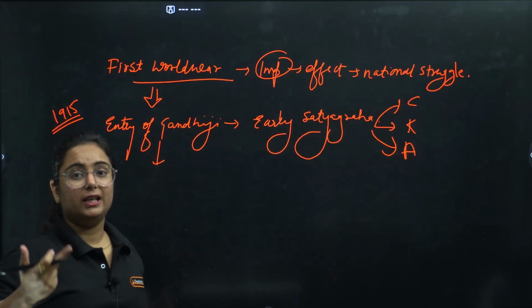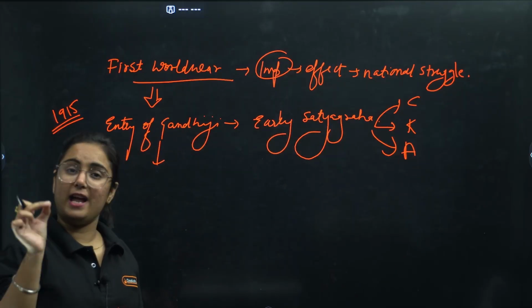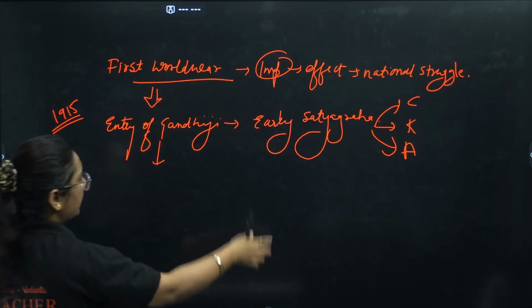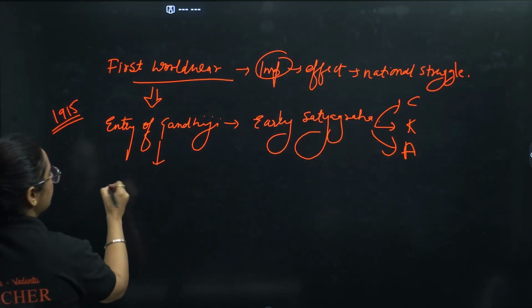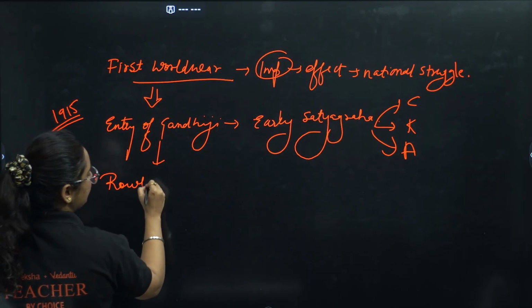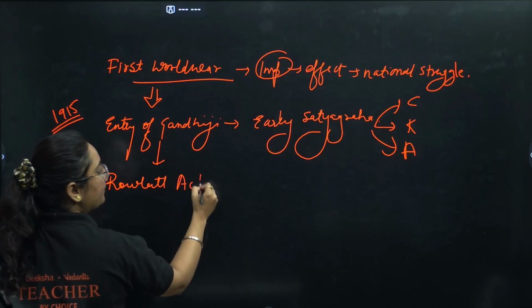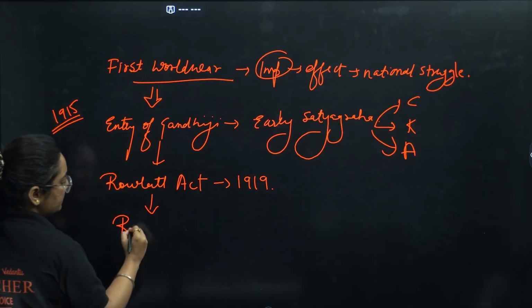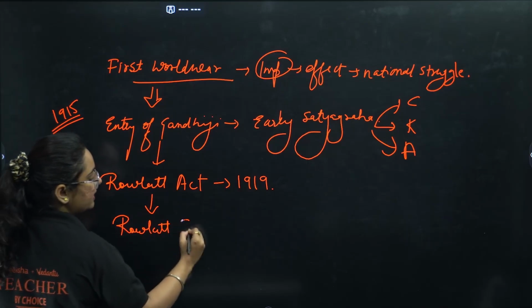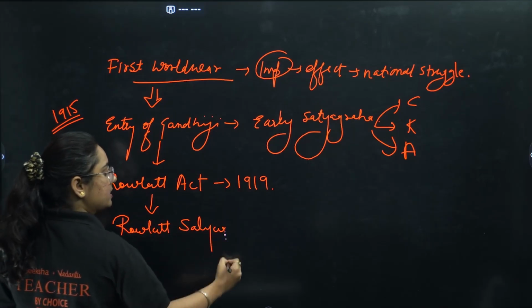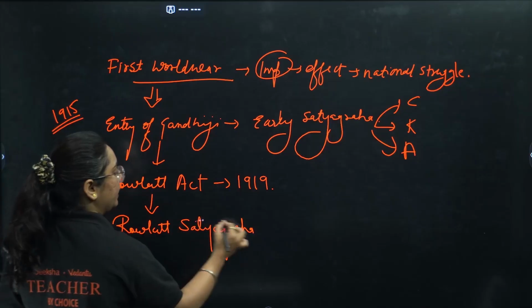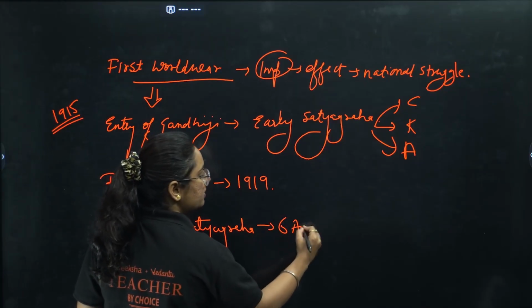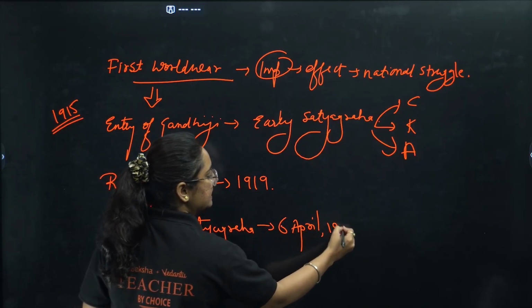When and where did this Champaran issue happen, and why did this happen? Not only Champaran, all the 3. Then an act was passed, that is the Rowlatt Act in the year 1919. Against this Rowlatt Act, we started the Rowlatt Satyagraha. Gandhiji decided to launch this Satyagraha on 6th of April 1919.